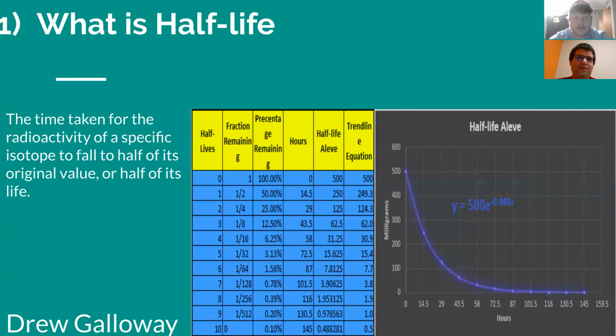Drew, what is a half-life? A half-life is the time taken for the radioactivity of a specific isotope to fall to half of its original value. So basically, when you take an ibuprofen, as shown on my graph here, it shows that in 14 hours, it will be at 50%. So it won't be at 100% anymore, but it will still be working at 50% in 14 and a half hours. That's interesting. That at least lets you know if you try to take too much medication. Yeah.